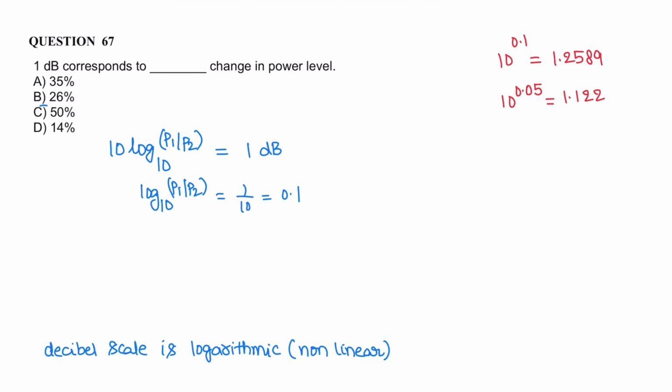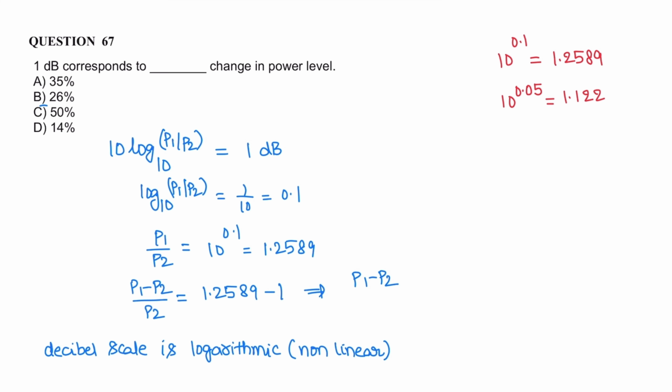Now P1 by P2 is equal to 10 power 0.1. 10 power 0.1 is 1.2589. Subtract 1 on both sides. P1 minus P2 by P2 is equal to 1.2589 minus 1, which is 0.2589. It is approximately equal to, in terms of percentage, multiply with 100, 26%.